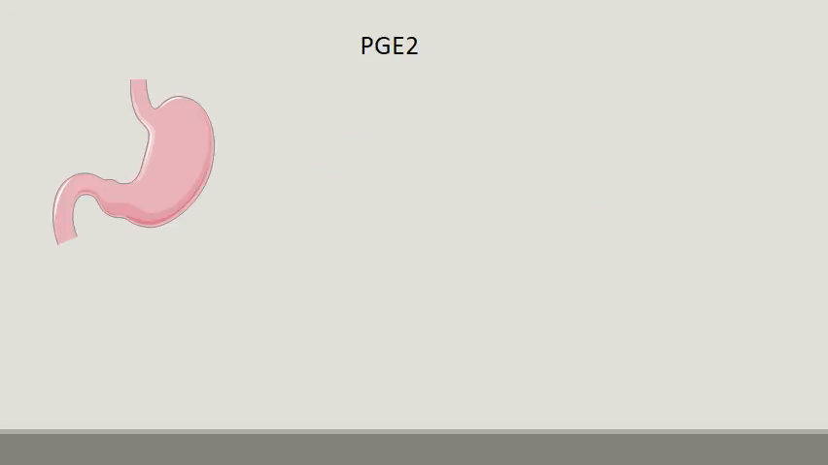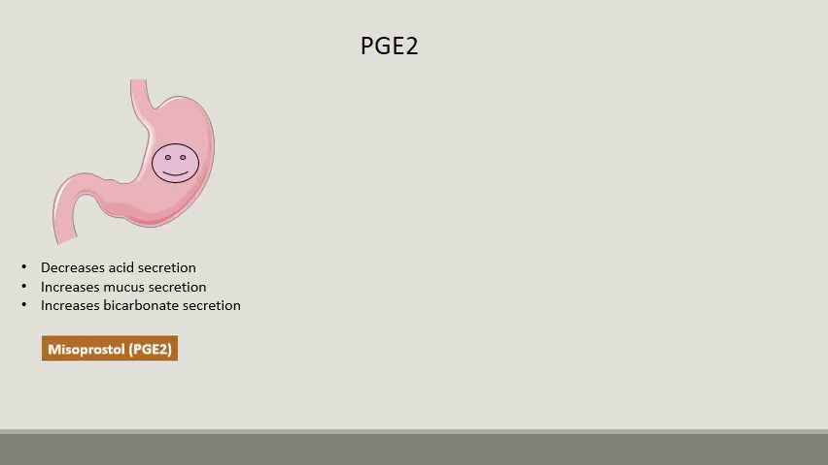Prostaglandin E2 has a gastroprotective effect in the stomach. It decreases the acid secretion, increases the mucus production, and increases the bicarbonate secretion. Usage of NSAIDs can inhibit the prostaglandin production and hence inhibit the gastroprotective effect of the prostaglandins, thereby causing gastrointestinal diseases, most noticeably gastritis. This NSAID induced gastritis is usually managed by a prostaglandin E2 analog called misoprostol.